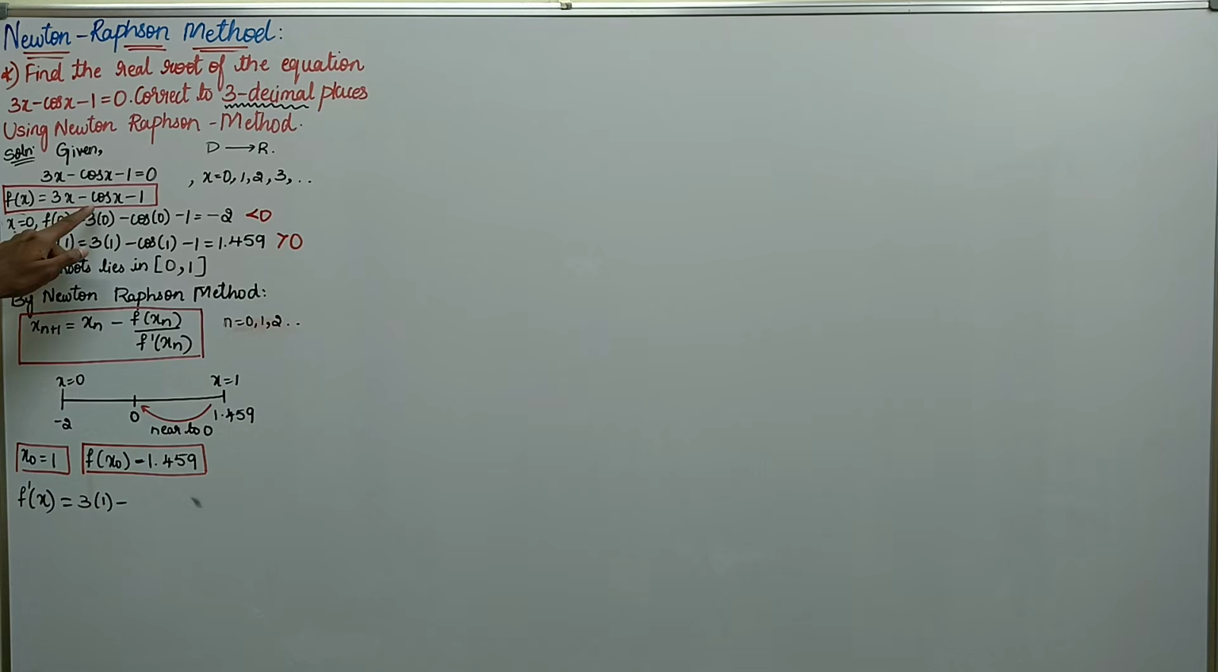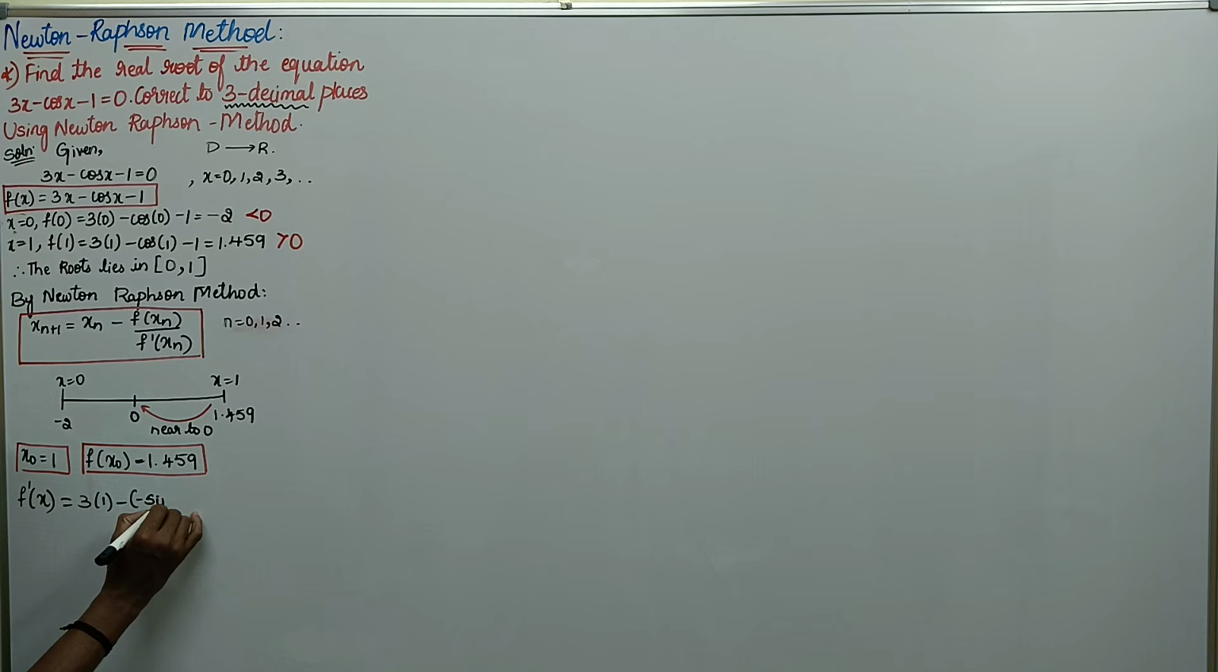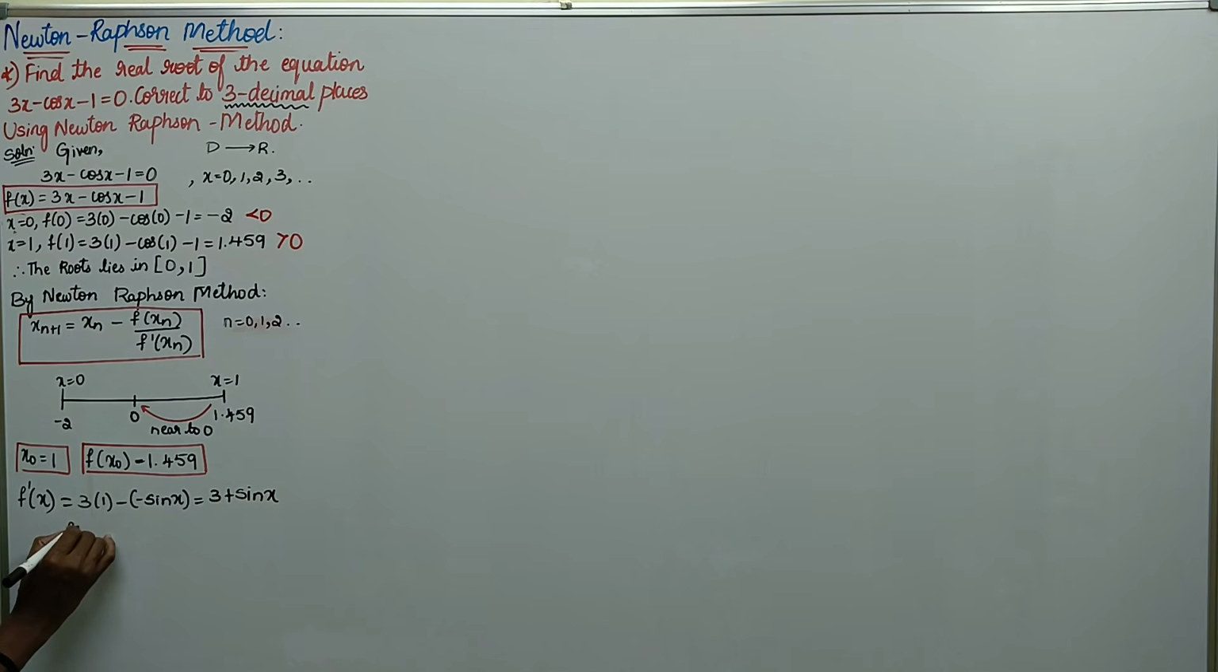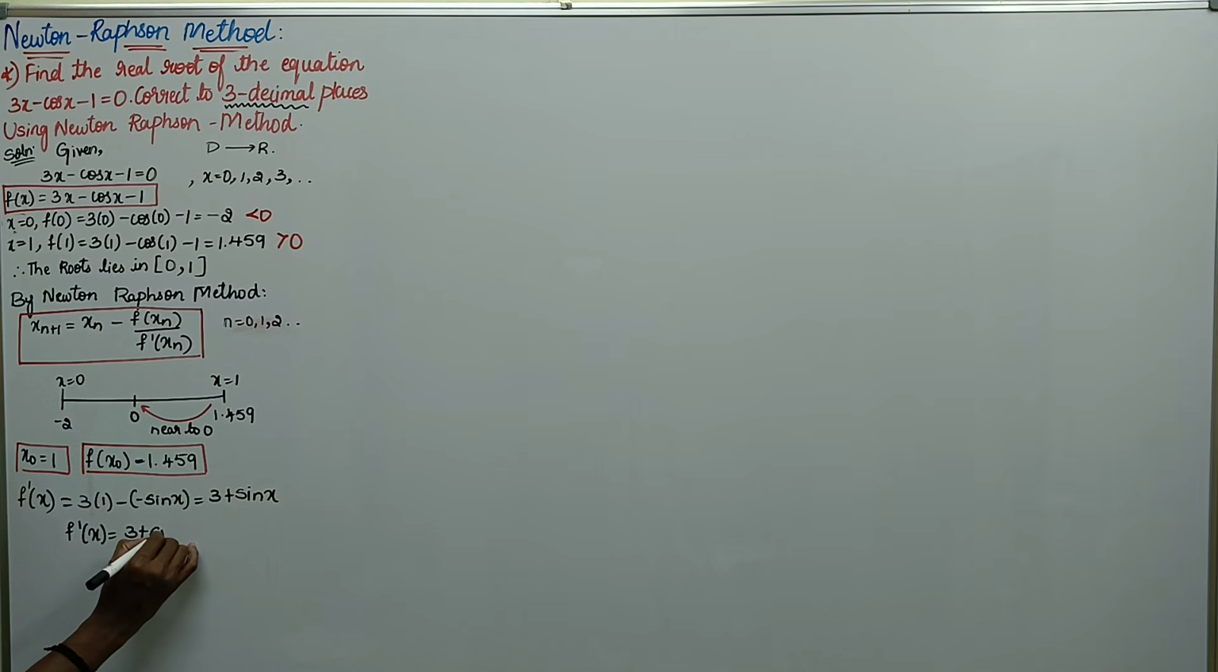Minus differentiation of cos x, minus sin x. Minus sin x, which is equal to 3 plus, minus into minus, plus sin x. The value of f dash of x is 3 plus sin x. Got the point? Now, after this, find the value of f dash of x naught.